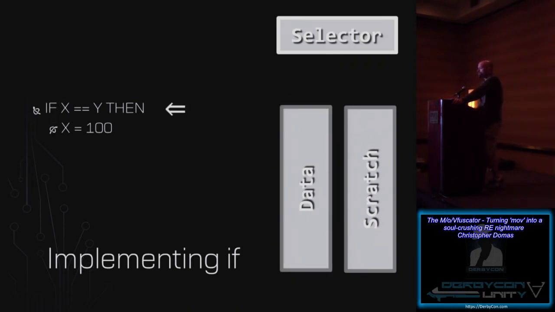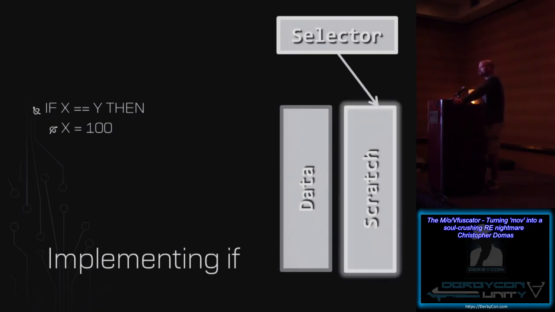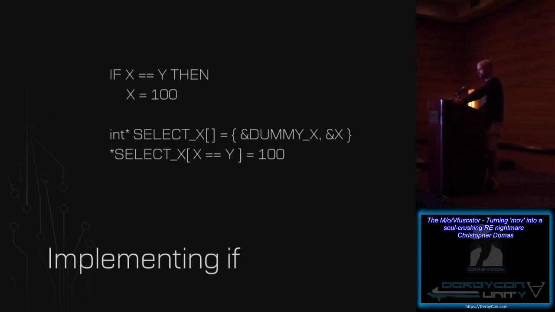Then when we say x equals 100, it's going to assign 100 into our real program state. On the other hand, if x and y are not equal to each other, we're going to load up that selector with a pointer to some scratch data. And our next block has to execute. We've got no way to jump over this x equals 100, but now when it executes, it's going to assign 100 into this dummy region of memory that's just going to be discarded. So that's how we can have different effects even though all of our instructions are going to execute every single time. So in C, that might look something like this.